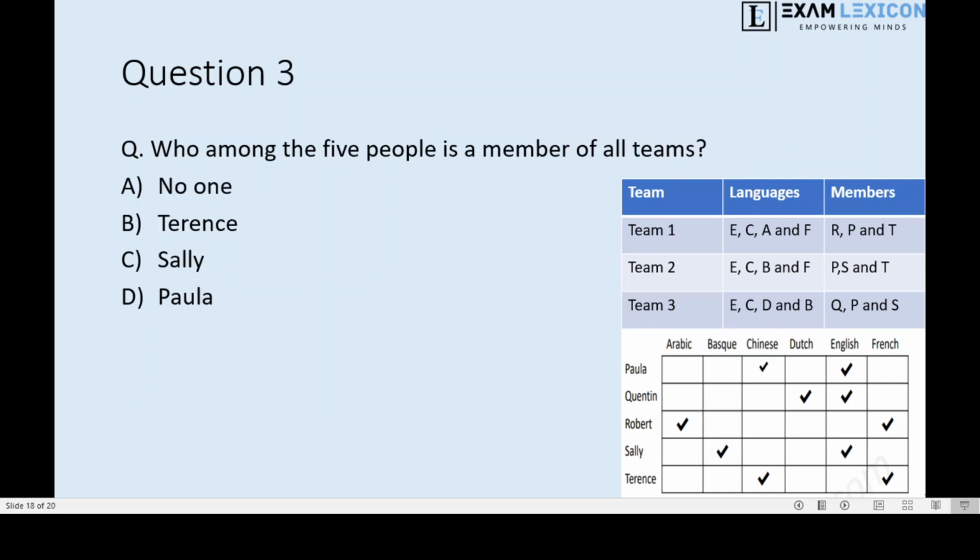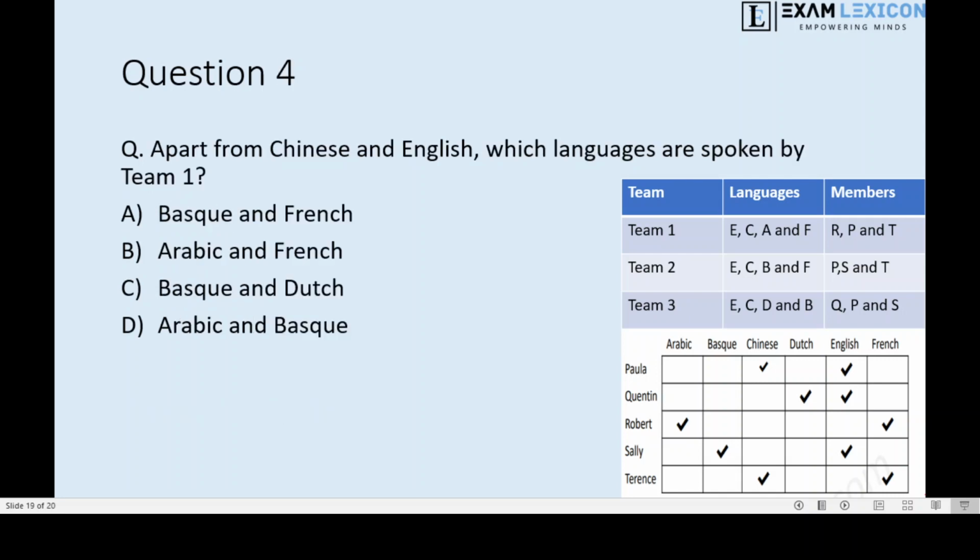Next question, who among the 5 people is a member of all 3 teams? This is again pretty easy. We'll just look at the table and see that P is a member of all 3 teams. So our answer is option D. And last question, apart from Chinese and English, which languages are spoken by team 1? So we can easily see that team 1 speaks English, Chinese, Arabic and French. So Arabic and French are given in option B. So our answer is option B.